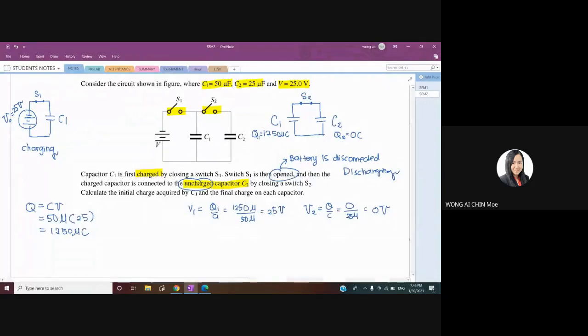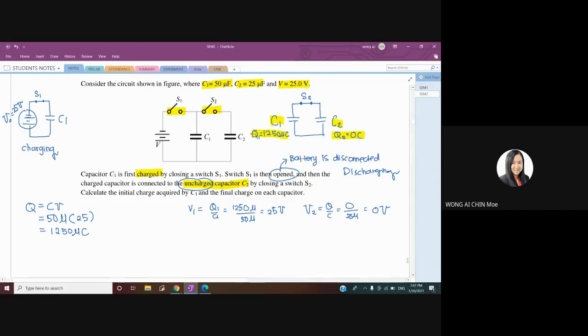Meaning that at that time we have 1,250 microcoulomb of charge inside C1, and C2 has no charge inside. There is a potential difference, and when there is a potential difference, the charge goes from high potential to low potential. C1 is like the rich one with a lot of charge, 1,250, while C2 is poor with nothing at all. So what should C1 do? It will donate some of its charge, until there is no potential difference.